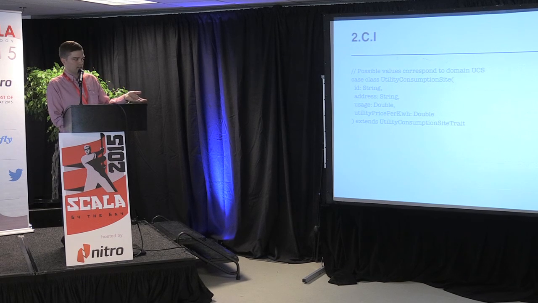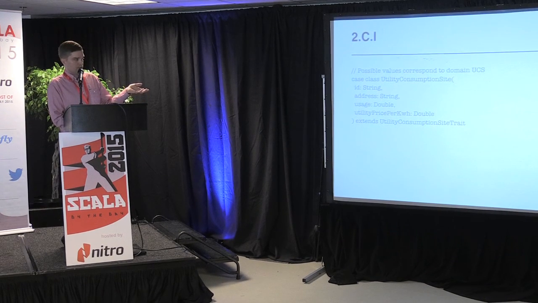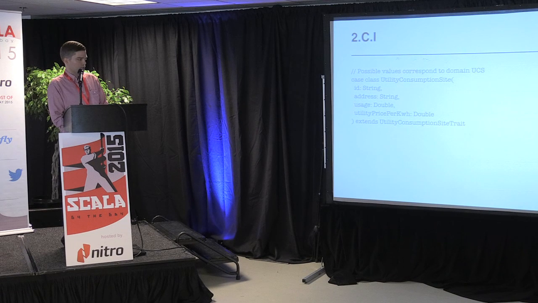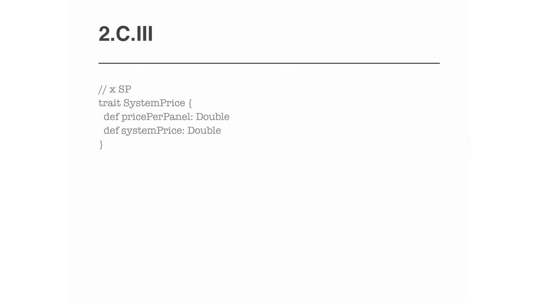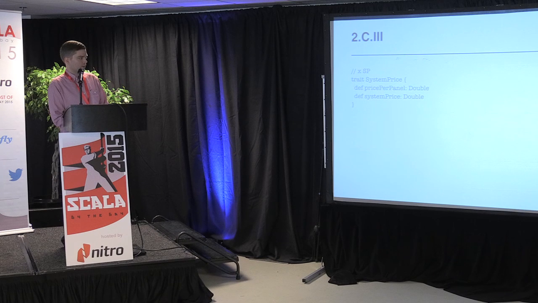But here we can see what we've got is a case class, utility consumption site. It has an ID, address, usage, and the key information is their price. So from here we can make the basis of our calculation for how much the customer is spending. And here we have a system design case class, which is really simple. It just has a number of panels and a number of kilowatt hours that panel is going to produce over its lifetime. Here's the system price. Again, the real domain is a lot more complicated, but we can see this is basically all we would need to calculate system price based on a system design.